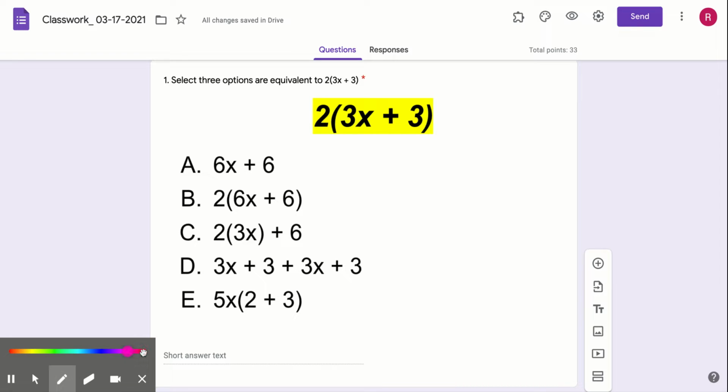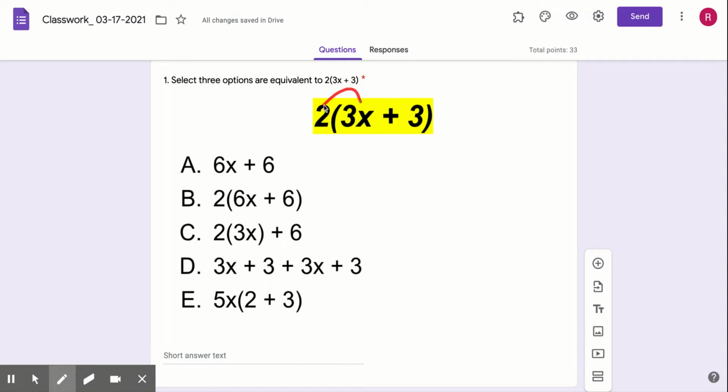So anyways, let's go ahead and look at the first question. It reads, select three options that are equivalent to 2(3x + 3). Anyways, you should be very familiar with this type of problem. You should right away identify that these parentheses represent multiplication. So the number outside the parentheses will tell you how many multiples of the inside you have. So let's go ahead and look into that by distributing the common term.